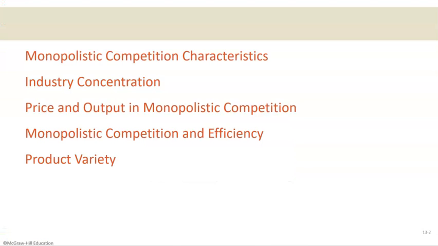We'll start by looking at the characteristics of this type of industry. Then we're going to be calculating the industry concentration ratios. We'll look at how a firm in monopolistic competition determines their price and output, and we will also be calculating profit. And then we'll look at the efficiency. So how efficient is this type of industry? And we'll compare that to pure competition and monopolies. And then we'll talk about product variety, which is something that's unique to this type of industry.